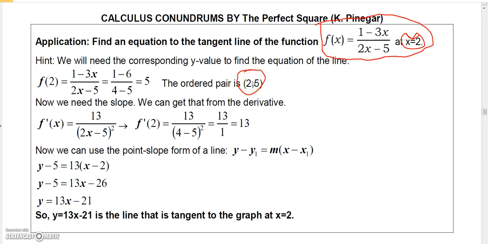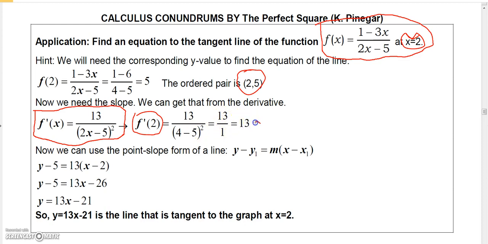Now, the other thing we need is the slope. And remember, the slope of the tangent line can be found from the derivative. If you'll remember in the previous video, we found that the derivative of that function up here was 13 over (2x minus 5) quantity squared. So if I evaluate this derivative at 2, that gives me 13 over (4 minus 5) quantity squared, which would be 13 over negative 1 squared, or 13 over 1, which is 13.